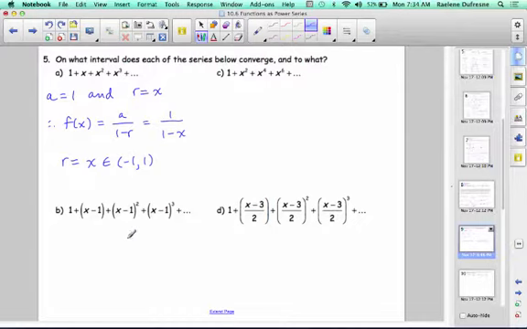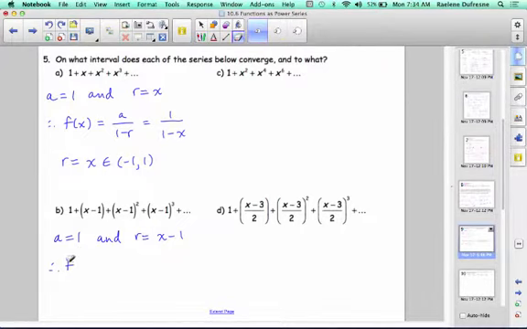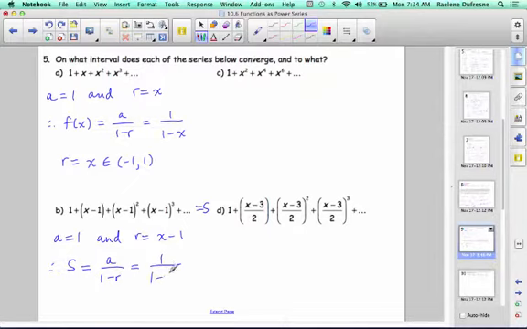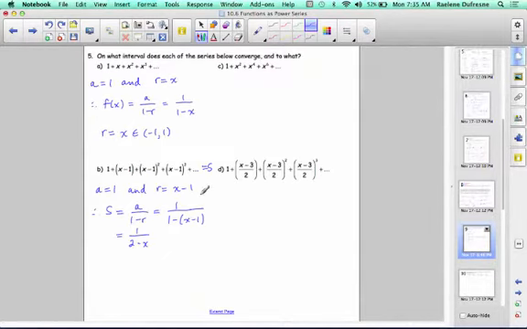We can memorize this. In this case, we see that a is equal to 1 and r is equal to x minus 1. So we have f of x minus 1, or simply f of x, or we can call it y or g of x, or we could just let this be s for the sum of the series. So s is equal to a over 1 minus r, which is 1 over 1 minus x minus 1. And when we expand this carefully, we get 1 minus x plus 1, which is going to be 1 over 2 minus x. And now we want to know the interval of convergence.